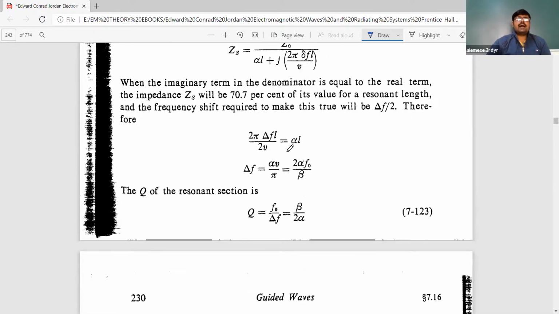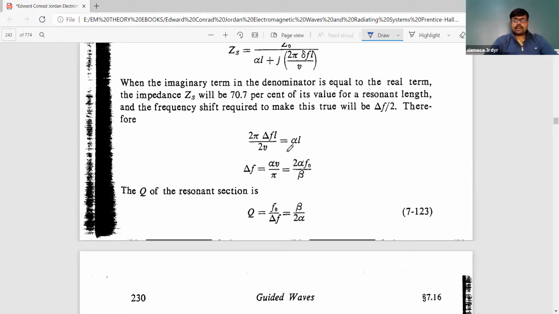When the imaginary term in the denominator is equal to the real term, the impedance J S will be 70.7% of its value for a resonant length, and the frequency shift required to make this true will be delta F by 2. Therefore, 2 pi delta F L by 2V equals alpha L. Delta F equals alpha V by pi, that is equal to 2 alpha F naught by beta.